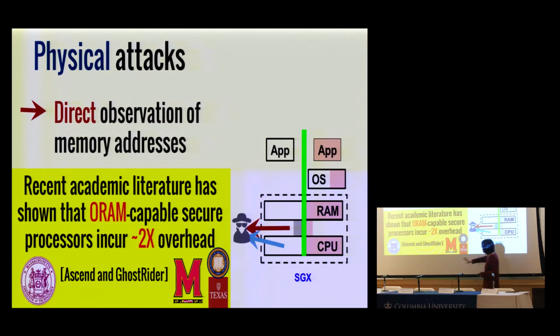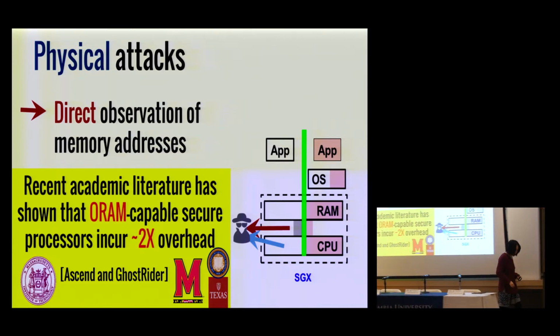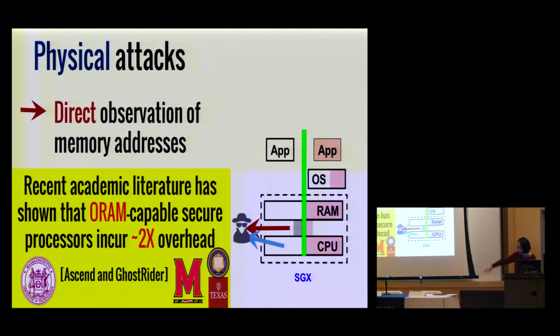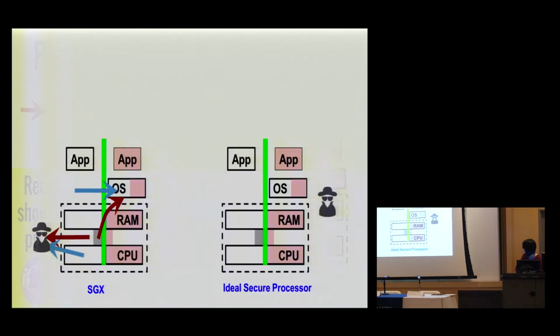So there have been two secure processors that have been built. One is Ascend from MIT, and the other is GhostRider, which was work I did back at Maryland, in collaboration with folks at Berkeley and UT Austin. I won't go into the details of ORAM. ORAM can be the topic of a separate talk.